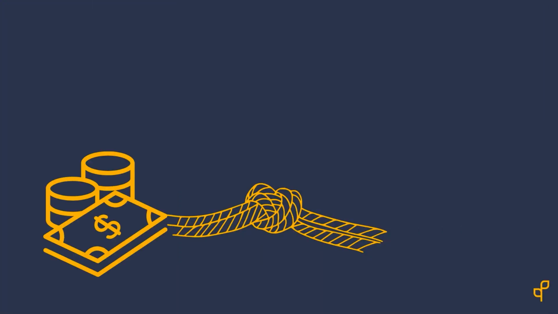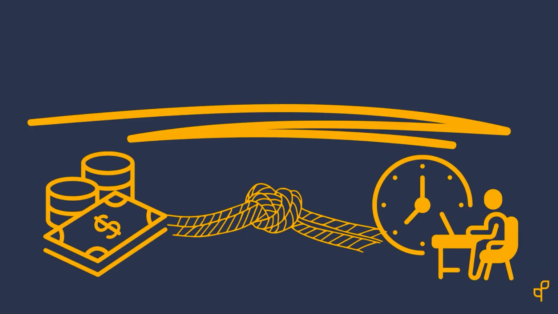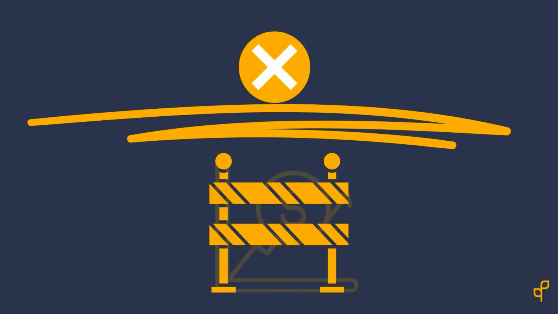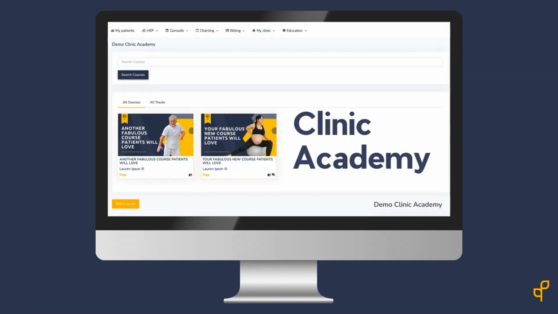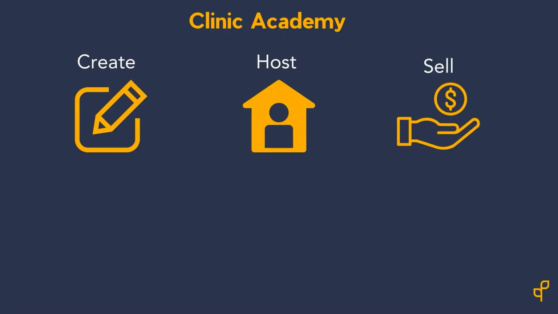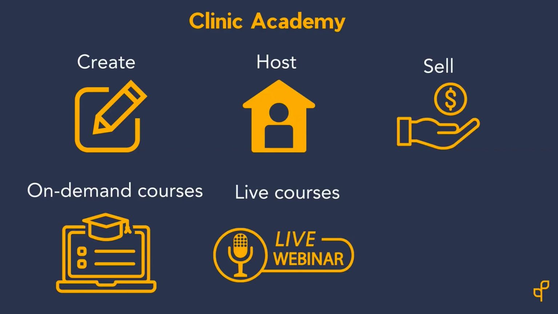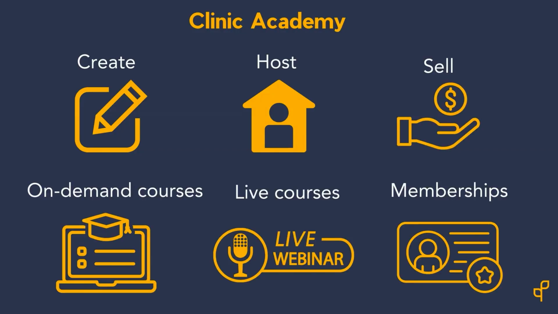Tying your income directly to the number of hours you work caps your earnings and limits your financial growth. Develop an additional revenue stream and generate passive income using Embodia's Clinic Academy. Clinic Academy lets you create, host, and sell on-demand and live courses and memberships to your community on your own professionally branded platform to grow your bottom line.